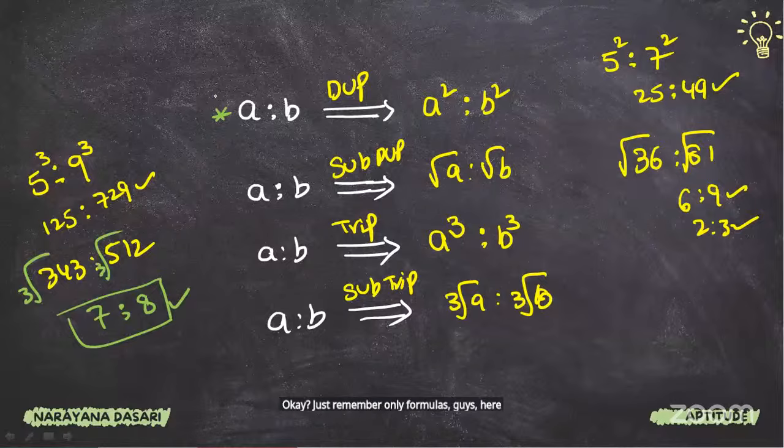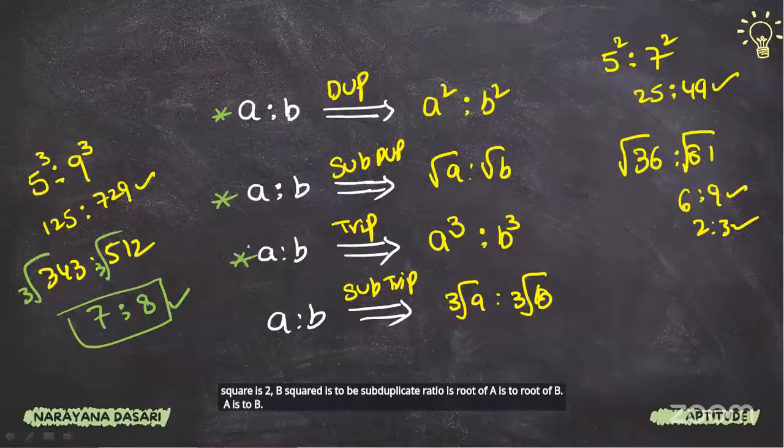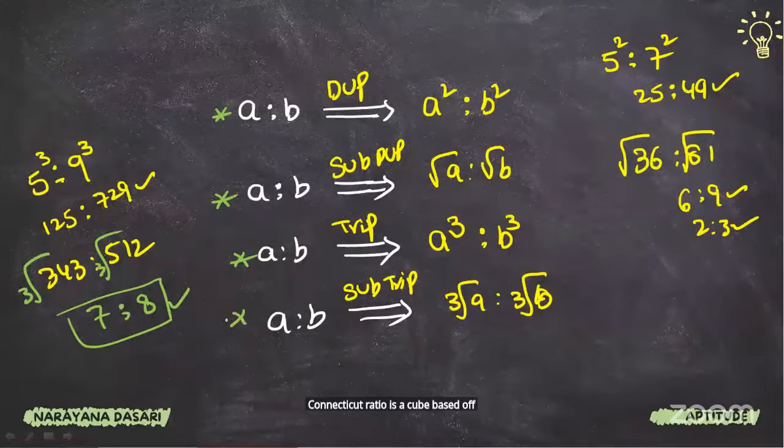A is to B, duplicate ratio is A square is to B square. A is to B, sub-duplicate ratio is root of A is to root of B. A is to B, triplicate ratio is A cube is to B cube. A is to B, sub-triplicate ratio is cube root of A is to cube root of B.